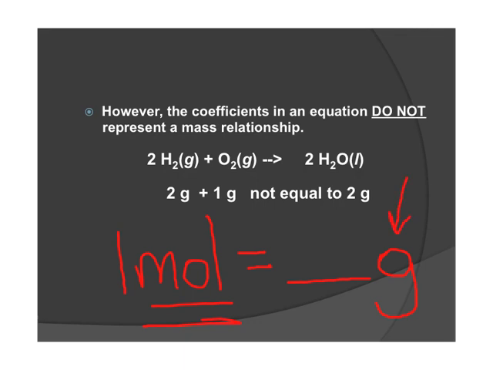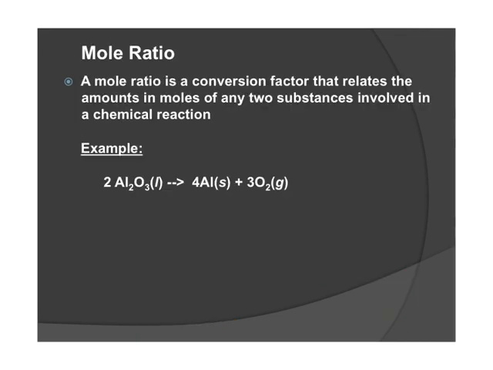So it's not 2 grams plus 1 gram equals 2 grams. That makes no sense at all. So just don't get those confused. So at this point, we're going to start talking about those coefficients as mole ratios. And we call those conversion factors because they're going to get us from one point to another.